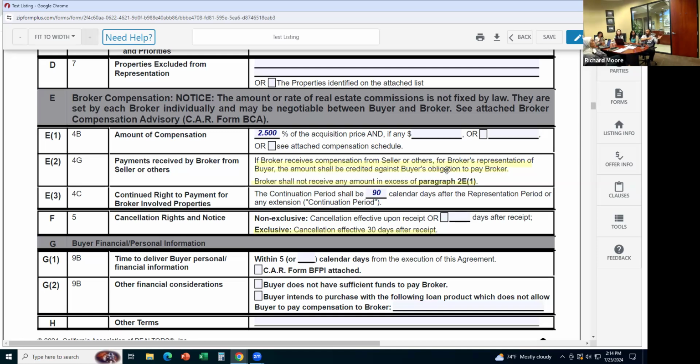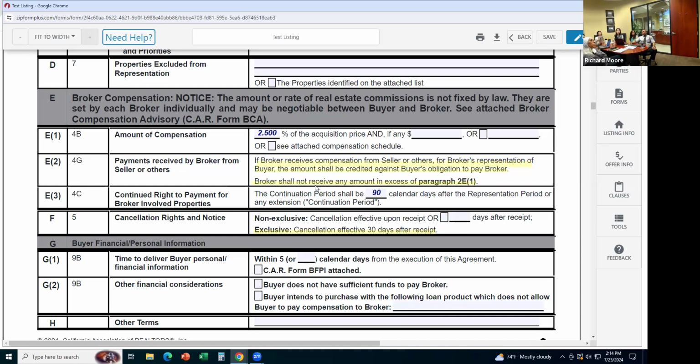So it credits towards what you owe me. It's not like they're paying me a commission and you're paying me a commission. It doesn't work that way. It's the 2.5% that you were obligated to pay me. If the seller says, I'm gonna pay you 1.5%, then the buyer still owes you 1%. Does that make sense?